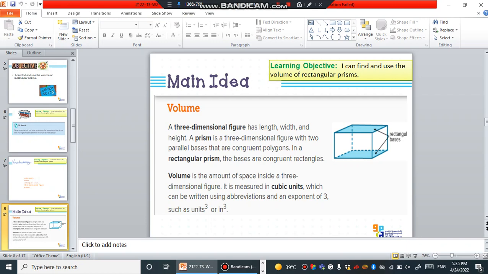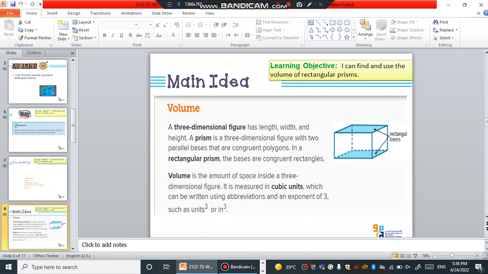What is volume? You should know the meaning of volume. You know the volume when you have a bottle of water and you put a quantity of water inside this bottle, meaning you are measuring how much water this bottle can take. The volume is for a three-dimensional figure. A three-dimensional figure has length, width, and height.